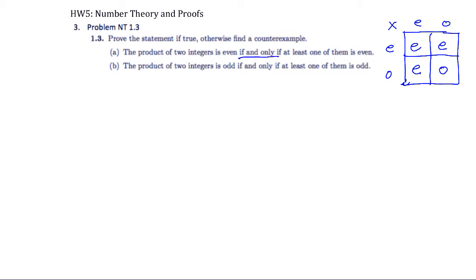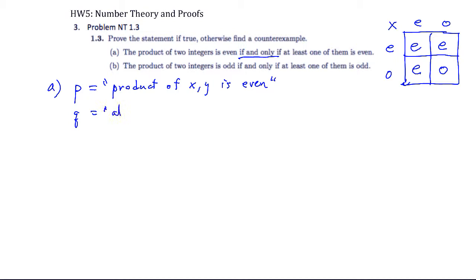And I'm supposed to remember to do this in layer 2. Part A is an if and only if statement, and so let's do that one first. Let's let P be the statement that the product of two integers is even. Okay? Product of x and y is even. And let Q be the statement that at least one of x and y is even.